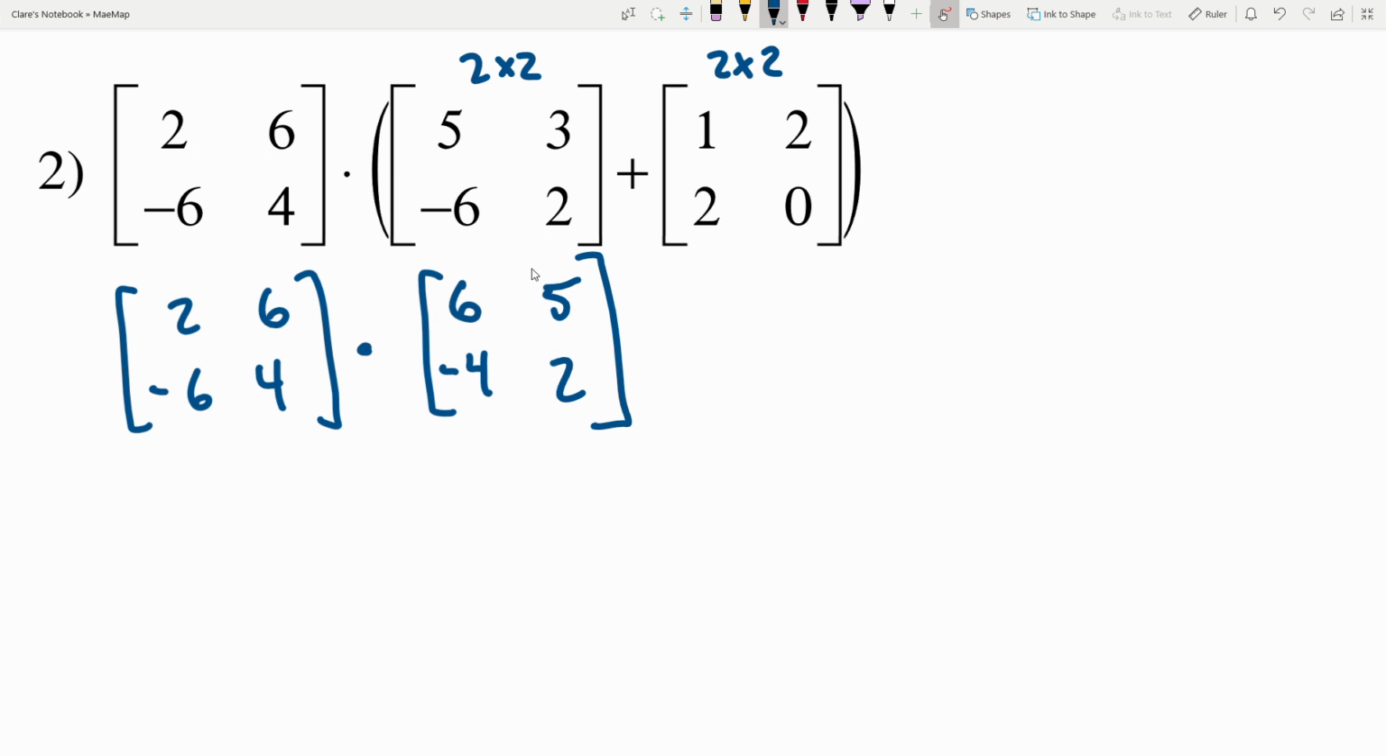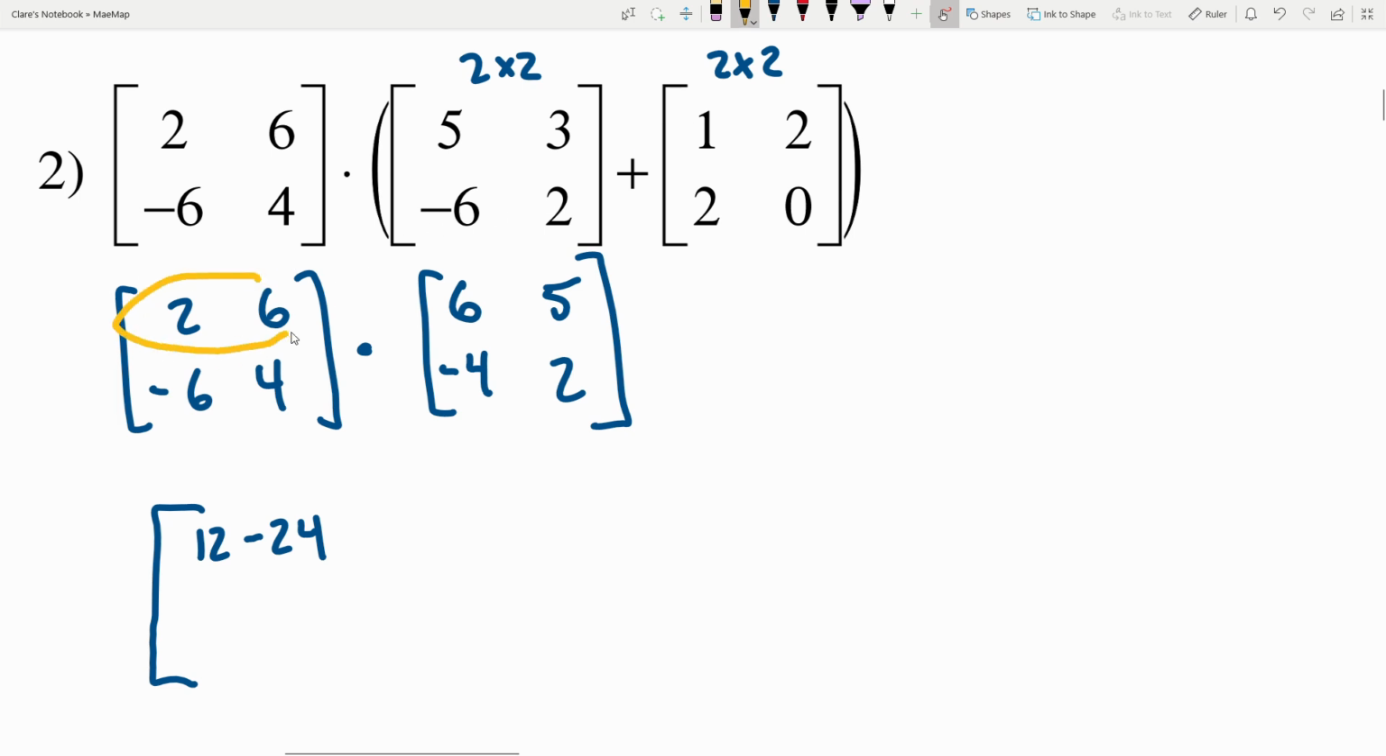So now that I have the resultant sum, I can simply multiply. 2 by 2 multiplied by a 2 by 2 will give me a 2 by 2. So dotting the first row with the first column, I'll have 2 times 6, which is 12, plus 6 times negative 4, which is negative 24.